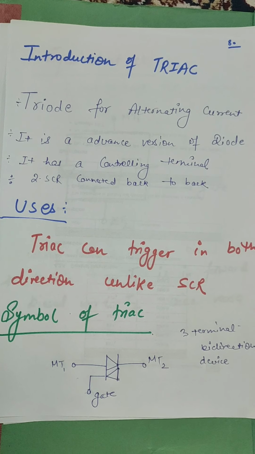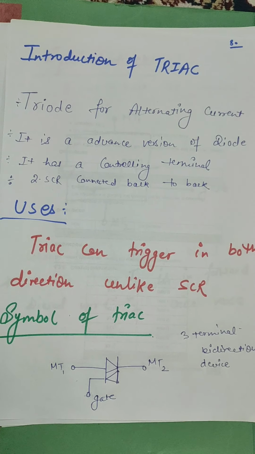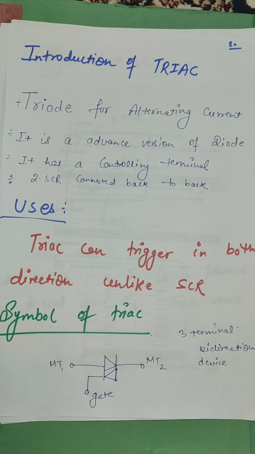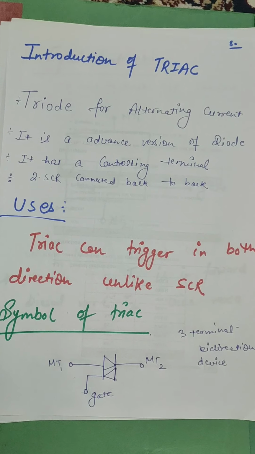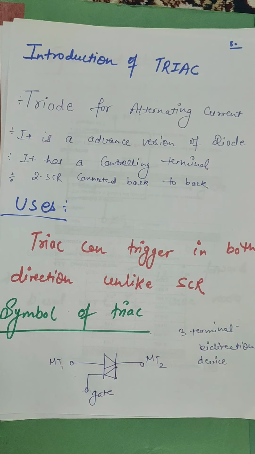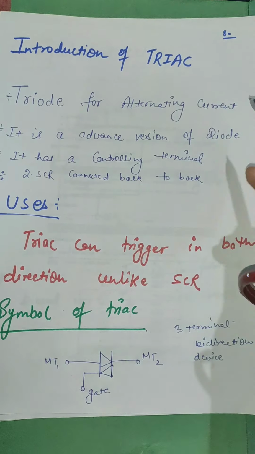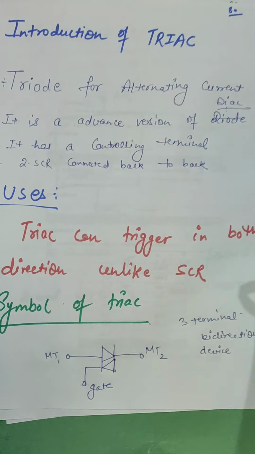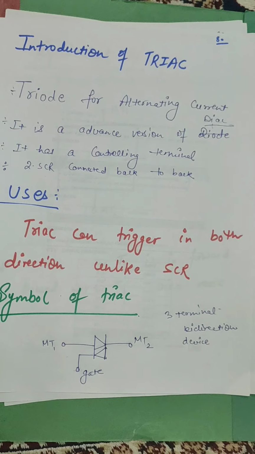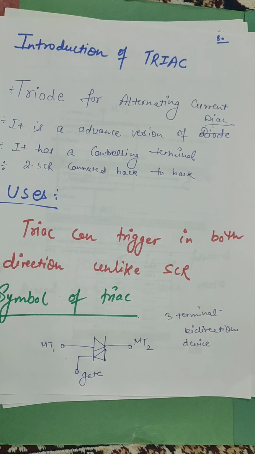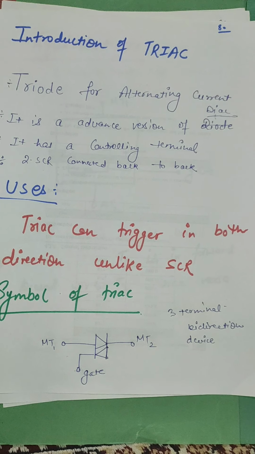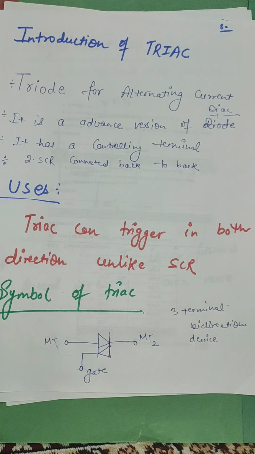It has a controlling terminal where two SCRs are connected back to back. That means it makes a triac. It is an advanced version of the diac, basically. Uses: the triac can be triggered in both directions, like SCR. SCR is triggered for one direction, and the triac can be triggered in both directions.